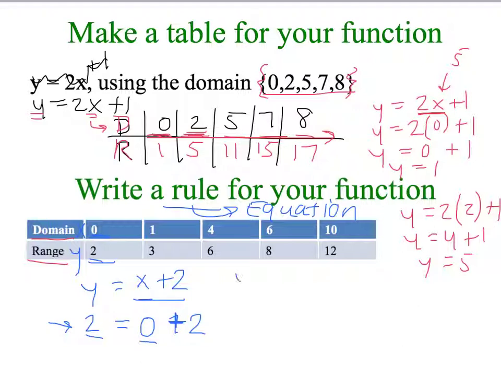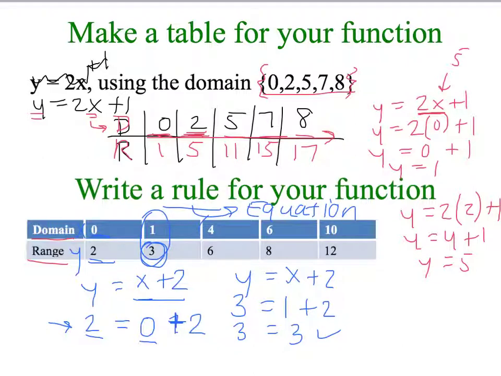So let's test that out with some of these other ones. y equals x plus 2. For the second one, our x value is 1, so 1 plus 2 should give us this value here, which is our range. That's our y value, and this should be 3. 3 equals 1 plus 2, which is 3, so that's true. So now let's try it with the next one.